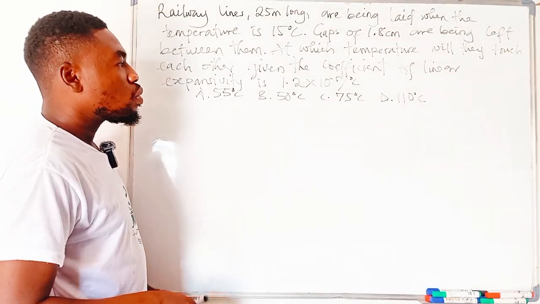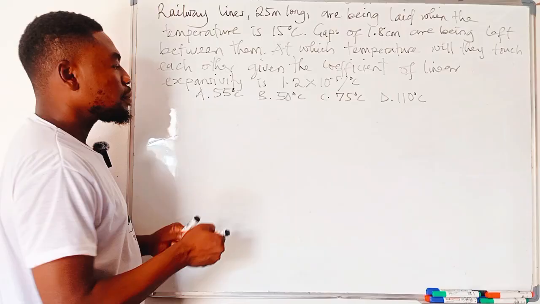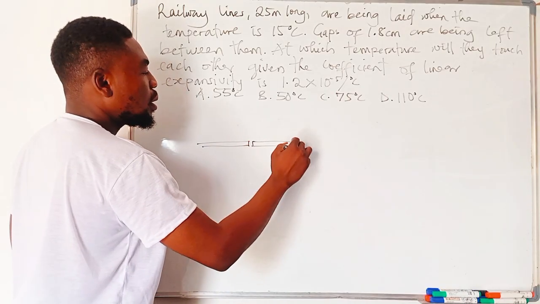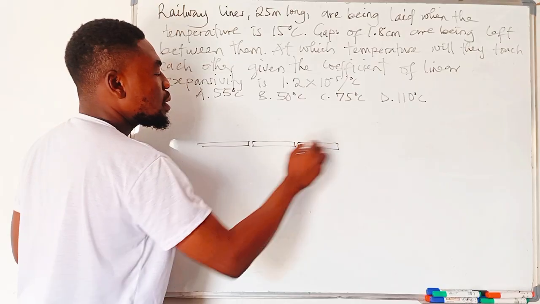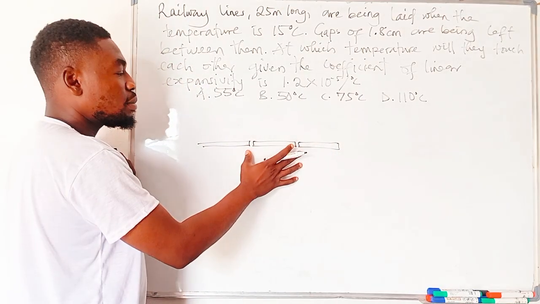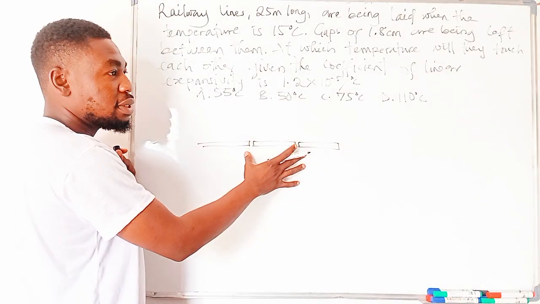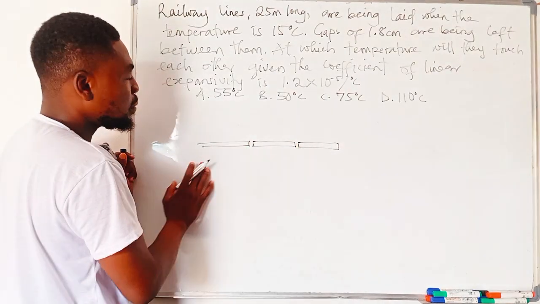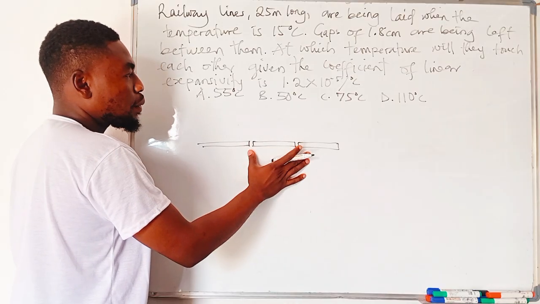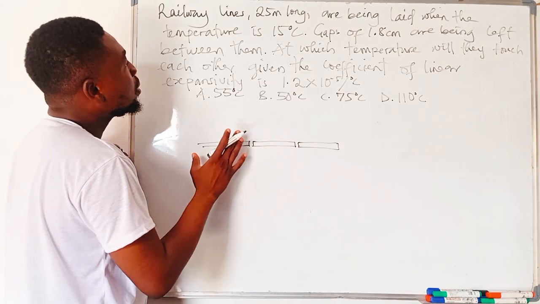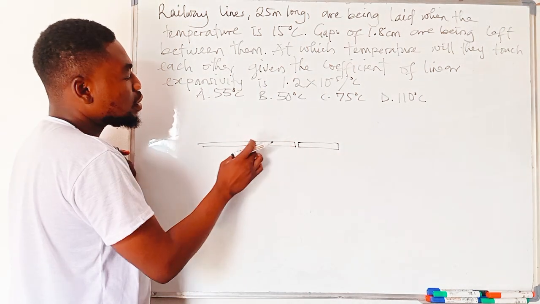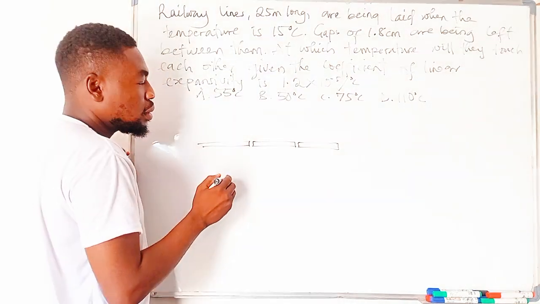Now, for those of us who have observed railways, there are gaps between the rails that are being left by the constructors. This is because of what? Linear expansivity or area expansivity? Because this is real life, we deal with area, not just linear expansivity. So this is due to the area expansivity of these lines. That is why these gaps are being left, right?